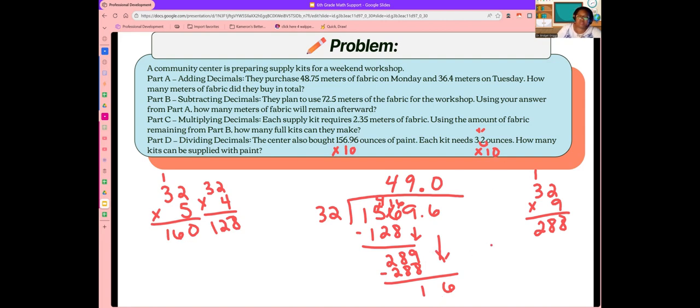But this would continue, like if we continued here. But we want to know how many kits can be made. So anything past that decimal anyway wouldn't be a full kit. If we're looking at full kits, we can make 49 full kits. Everything else will be a fraction of a kit. And so that's what we're trying to figure out. So we know now that we could make 49 full kits with this information we have about the paint.